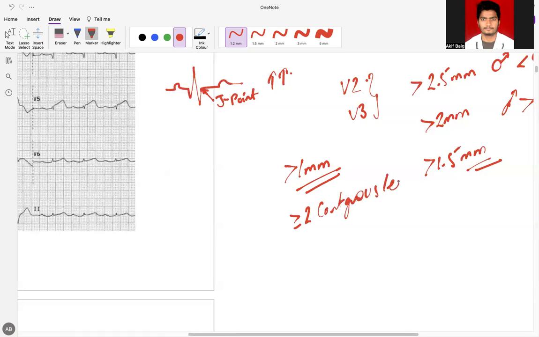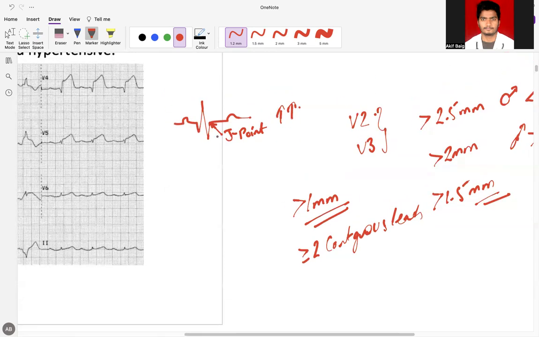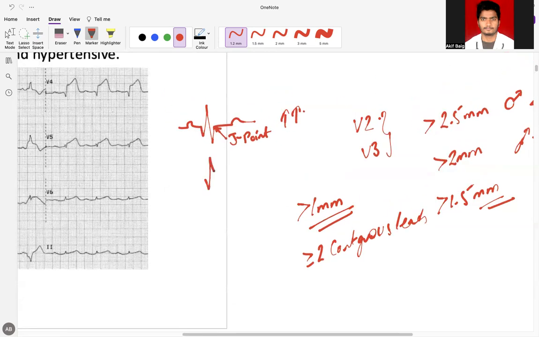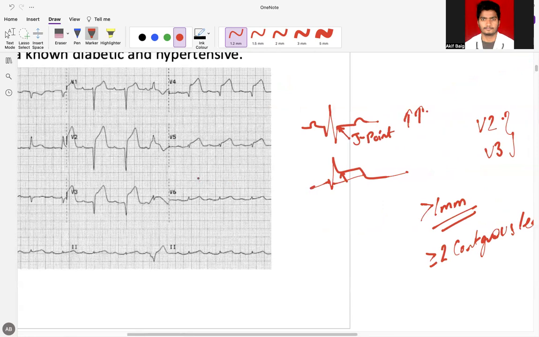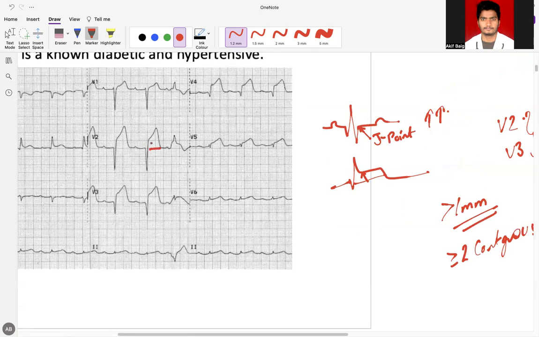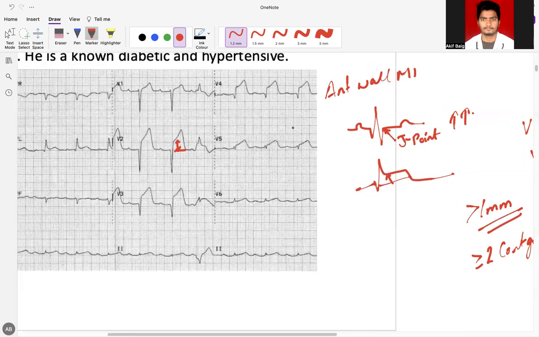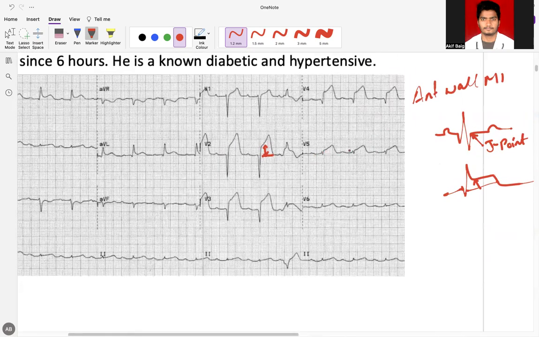Whenever there is J point elevation, the J point is shifted from the baseline, from here to here. You can see in this ECG, this is the baseline horizontal point. Each small square is 1 millimeter, so there is elevation of around 5 millimeters, more than 5 millimeters, in V1 to V4. So this is an anterior wall MI. Also, some amount of elevation is there in V5, so you can interpret it as lateral wall as well.